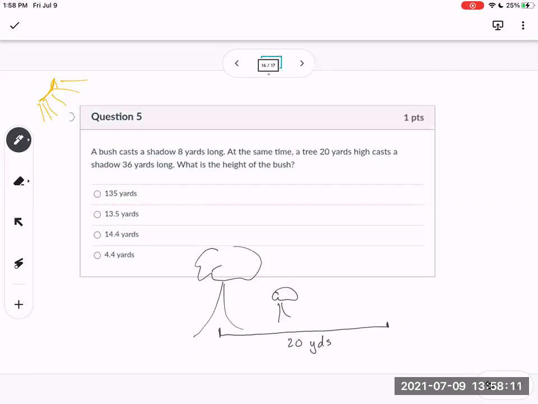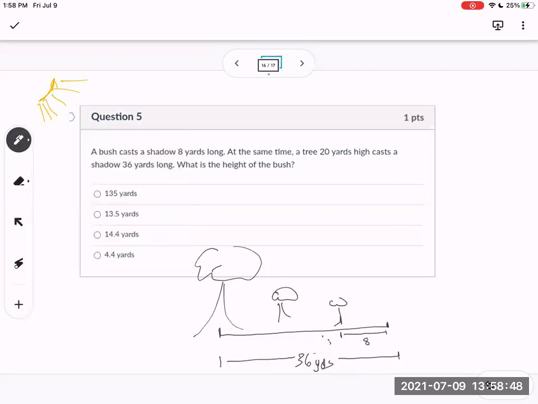So those angles are the same basically. So what I can do is I can put the bush over here so that this distance is 8 yards right here. That makes sense? Wait, so 20 yards is the full distance, but wait, that is 20 yards high. Oh, my bad. Sorry, I'm misreading the question. So should 36 yards be on the bottom and then 20 yards on the top? Yeah, 36 yards is right there. Thank you. Sorry about that.